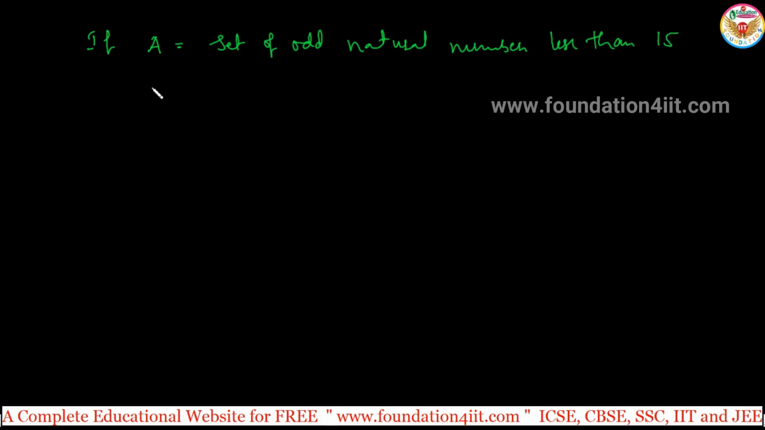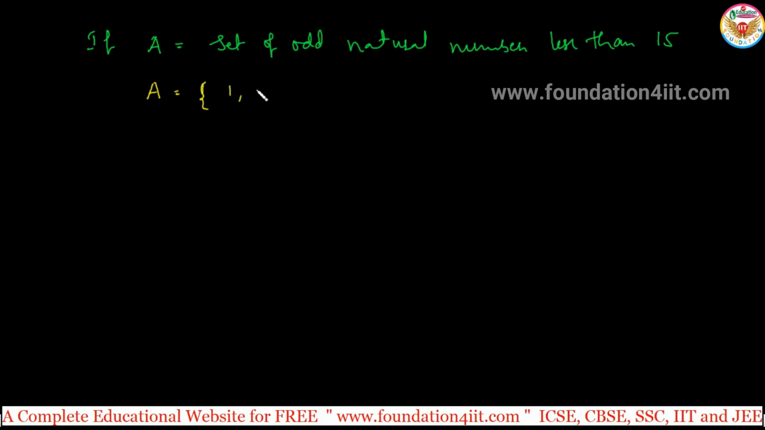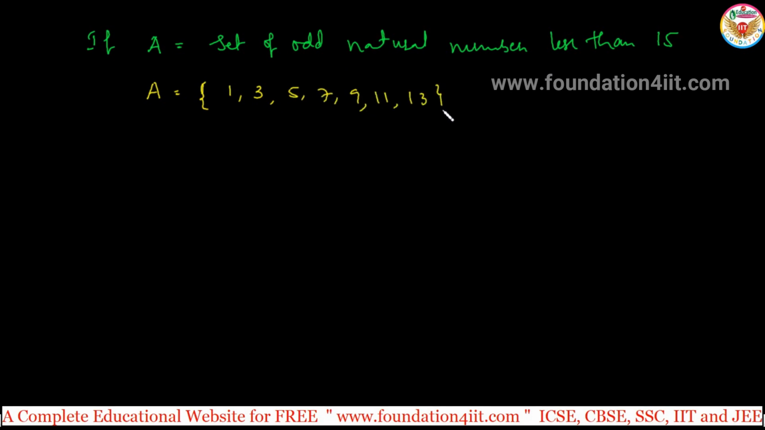Next, the roster form. A is the set of odd natural numbers less than 15, so 1, 3, 5, 7, 9, 11 and 13, right? Within the curly braces, separated with commas, this is the roster form.